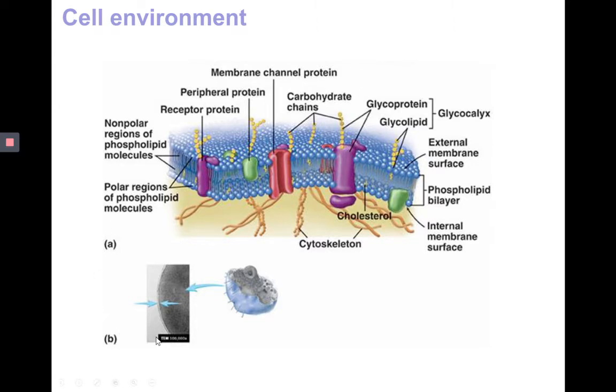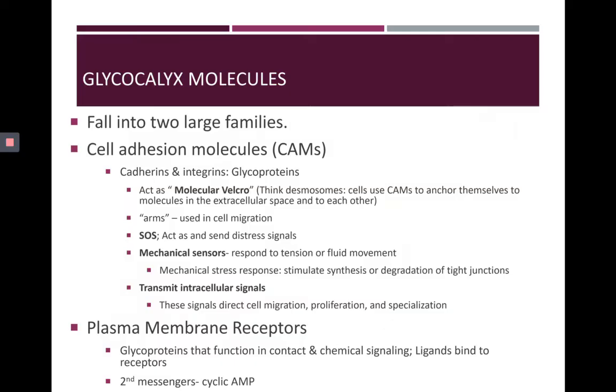We can even see in this light micrograph a tiny fuzzy layer outside the cell membrane. That fuzzy layer is the glycocalyx, which you can think of as a sugar coating. There's different types of glycocalyx molecules. We're going to talk about two large families, and those are the CAMs and the plasma membrane receptors. The cell adhesion molecules are the CAMs. They're essentially molecular Velcro. They're things like cadherins and integrins.